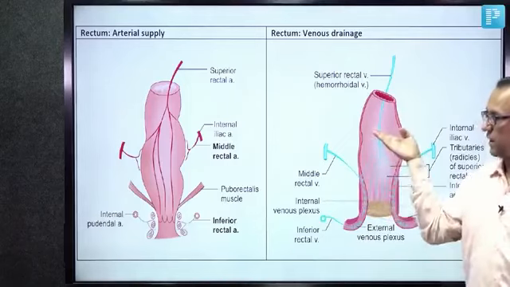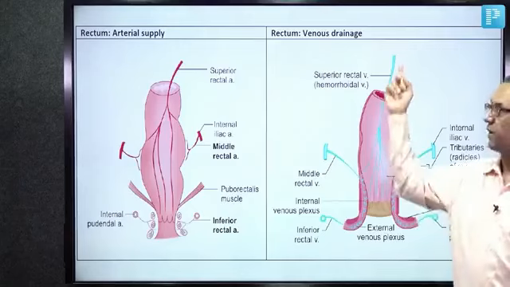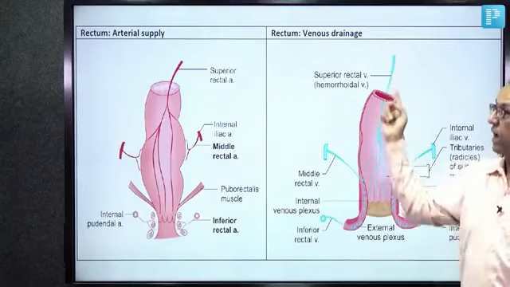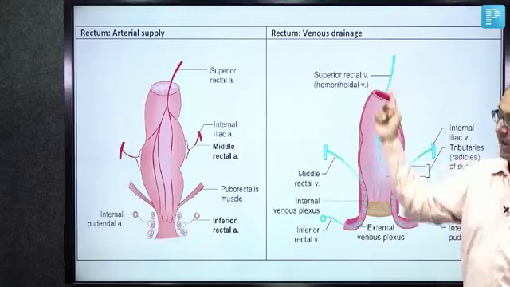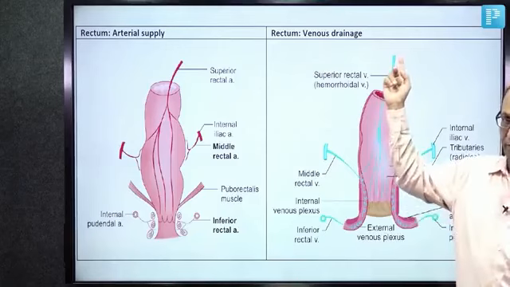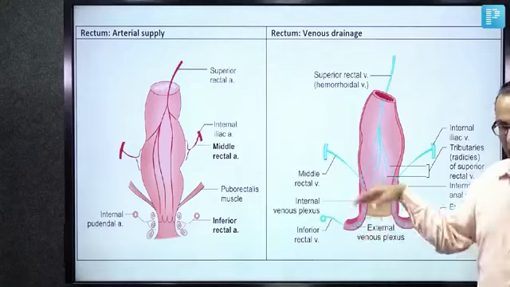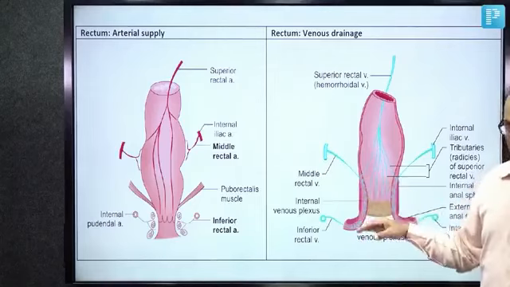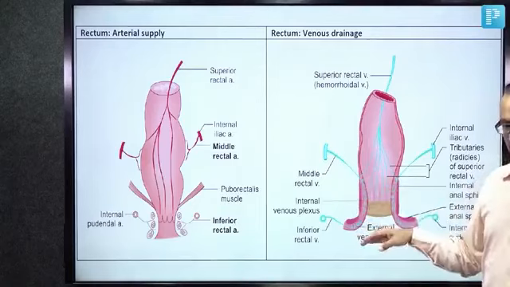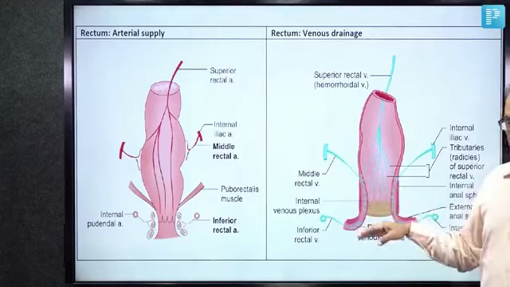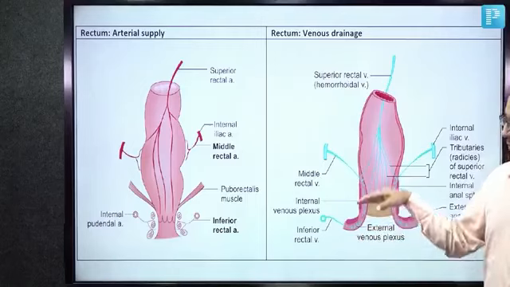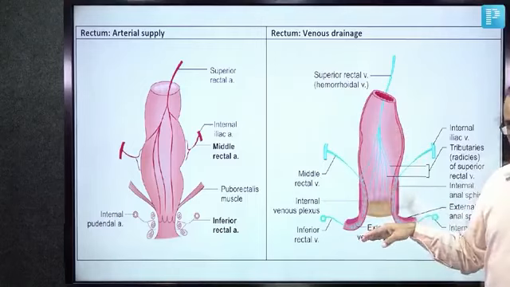Now, the superior rectal vein drains into the inferior mesenteric vein of the hindgut, and from there it will be draining into the splenic vein, portal vein. So that is portal venous circulation. But below this line, it is the middle rectal vein and inferior rectal vein, draining into the internal iliac vein, and then common iliac vein, and then the inferior vena cava. So that will be systemic circulation. So there is a portosystemic anastomosis.